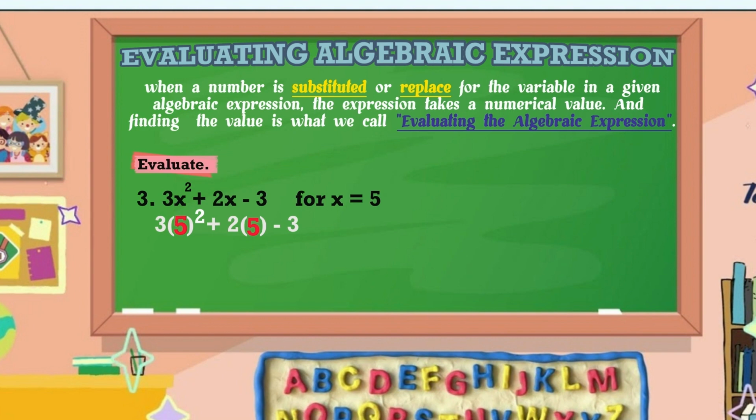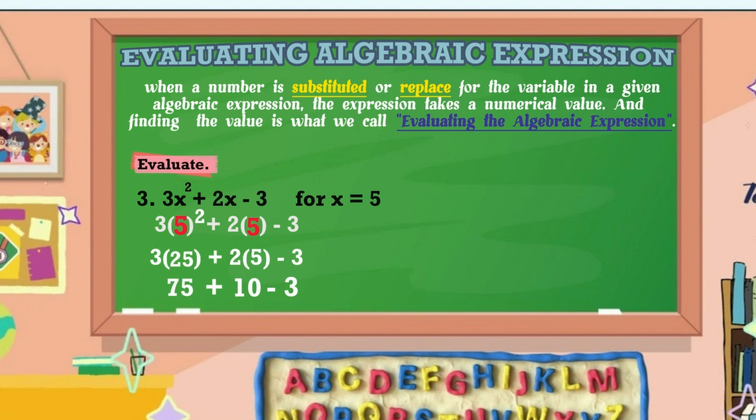Since it has no parentheses, we will proceed to exponent. We will solve first the exponent. So, 5 squared. It means 5 times 5. So 5 times 5 is equals to 25. So now it will be 3 times 25 plus 2 times 5 minus 3. So we will proceed to multiplication. 3 times 25 is 75, correct? And then 2 times 5 is equals to 10. So now it will be 75 plus 10 minus 3.